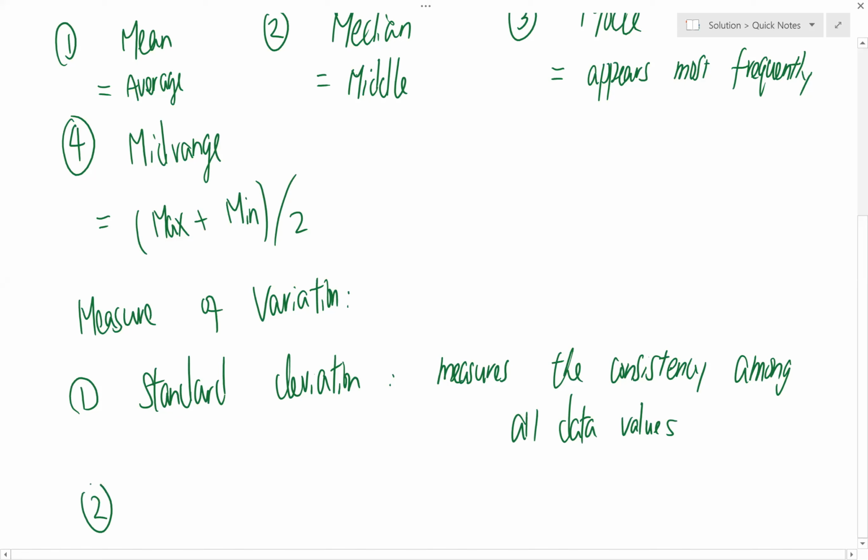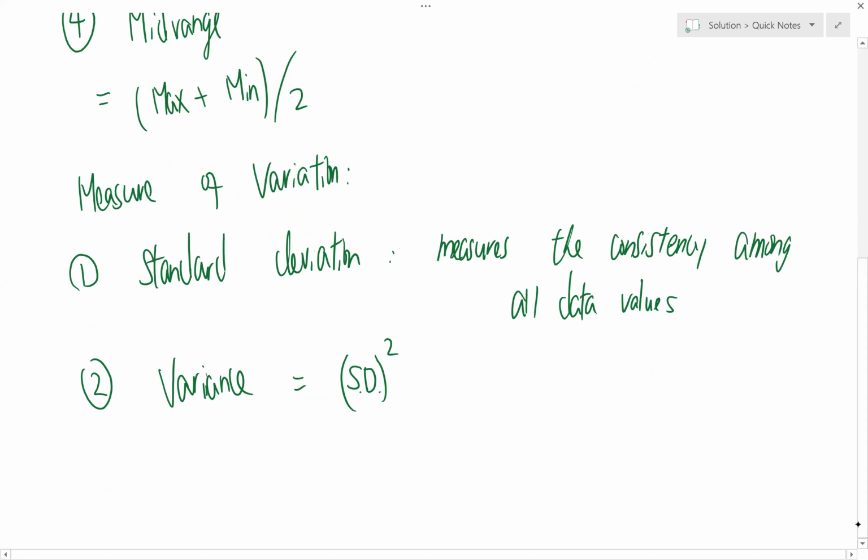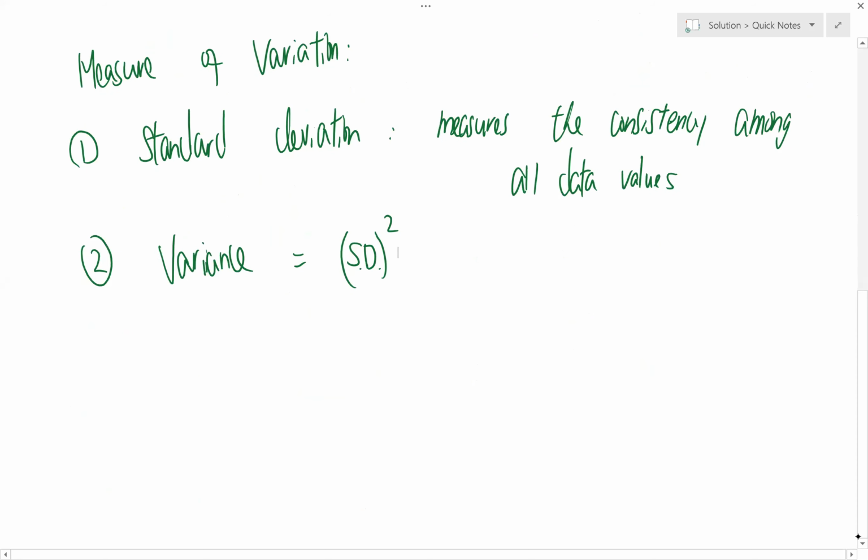And then we also have variance. Variance is basically the standard deviation squared. So if you square the standard deviation, that's variance. They are closely related to each other, so you find one of them, you find the other one. We also have a term called range. The range is the maximum value minus the minimum value.